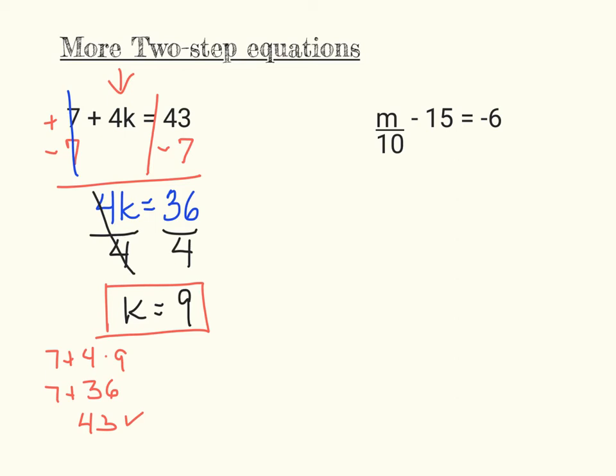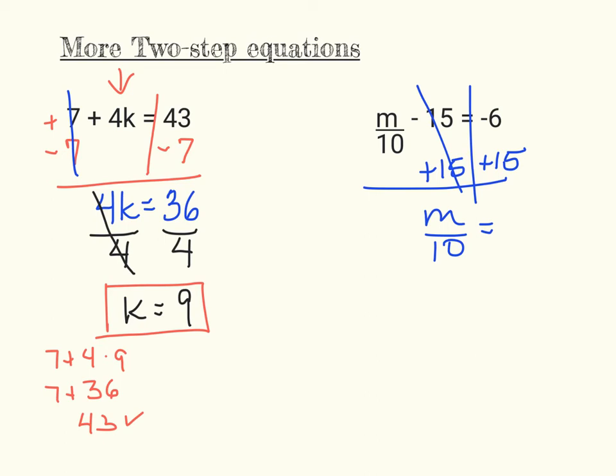Okay, next thing. Same process here. I'm going to start with the subtract 15. What's the opposite of minus 15? Plus 15 on both sides. These cancel. I'm left with m divided by 10 equals, now I've got a negative number here.